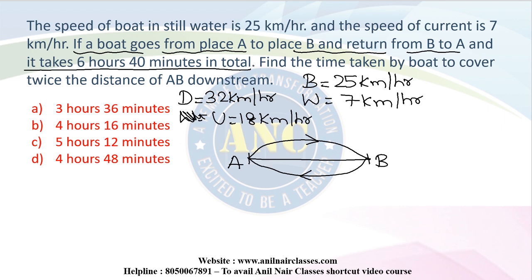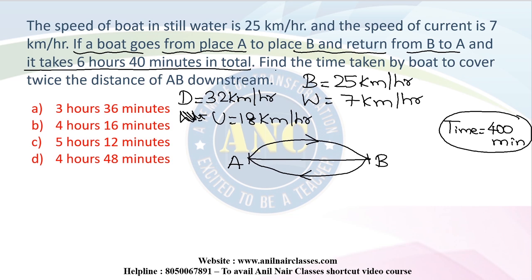So 1 hour is 60 minutes, so 6 hours is 60 into 6. It is 360 minutes plus another 40 minutes. So the total time taken is 360 plus 40. It is 400 minutes. I will just keep it here. Let me see if this data is useful at some time. Let us see later. Now, what is the question?